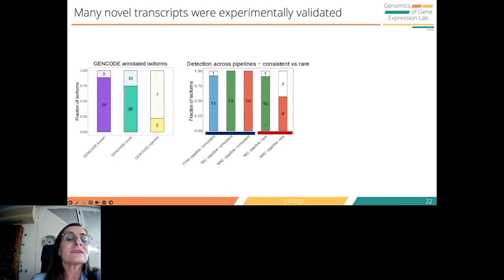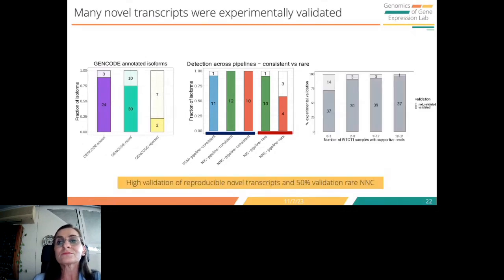So what we found is that for the novel in catalog, we also validated most of them. And for the novel not in catalog, it was right around 50%, right? Which is a kind of tricky number, because half of them were validated and half of them were not, although the numbers were not very high. So that gave us a little bit of indication that indeed there are many of these novel transcripts in the samples and we can identify them. But to identify them with agreement seems to be complicated in some cases.